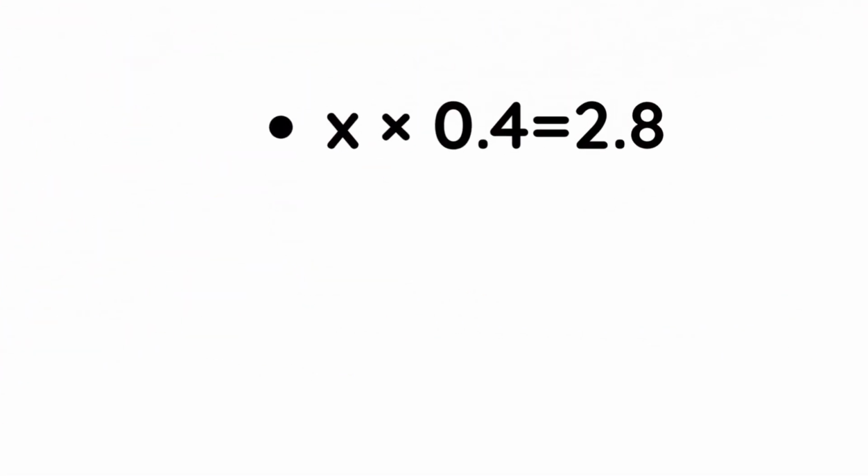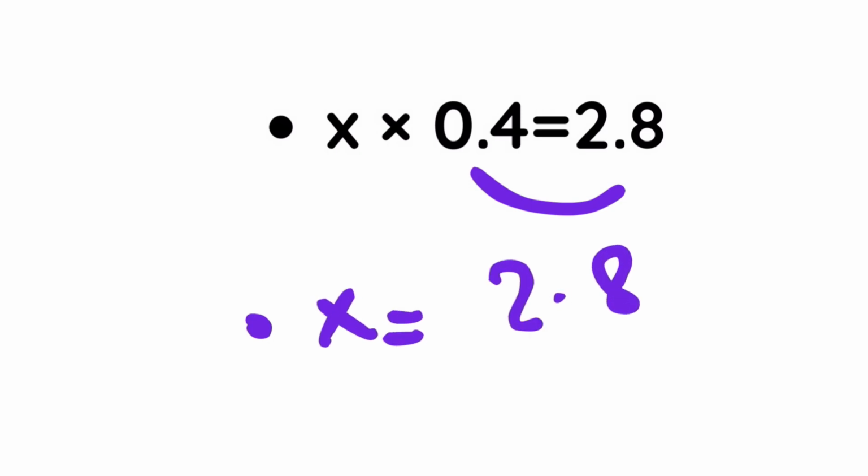X times 0.5 equals 2.8. Let's find x, okay? In order to find x, we need it to be alone. So we should move this part of multiplication to the other side of the equation. And when that happens, the operation changes, right? So I will have x equals 2.8 divided by, because it was multiplication, now it should be division, 0.4.